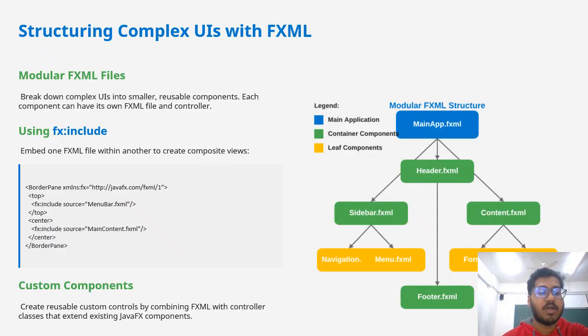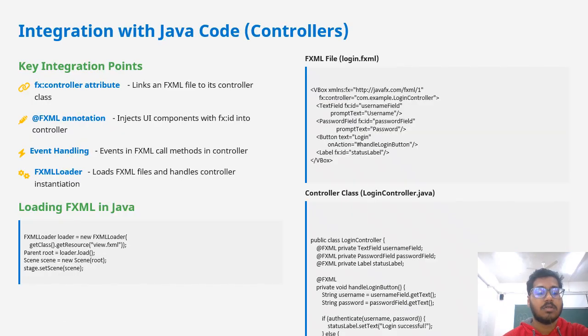Modular FXML files break down complex UI into smaller reusable components. Each component has its own FXML file and controller. Using fx:include embeds one FXML file within another to create composite views. Custom components create reusable custom controls, combining FXML with controller classes that extend FX components.